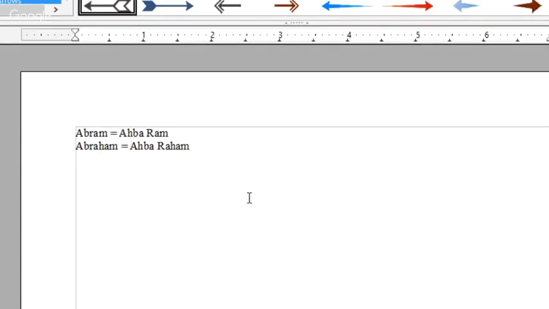Abraham being father exalted because he was the first. Like you have your grandfather, your great grandfather, your great great grandfather. So he was a top man, the top patriarch, where you trace the line of the chosen back to.